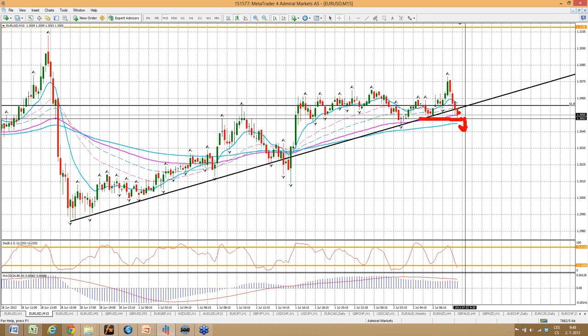Otherwise, it's still iffy, and it could still actually be an area of a bounce. So we're right at the talking spot. Is it going to break or bounce here? That's pretty interesting.